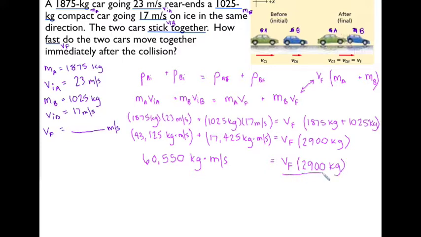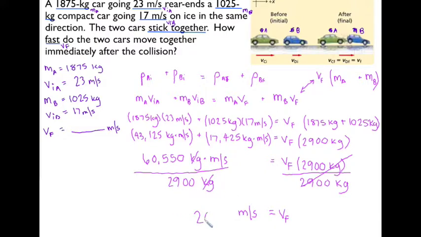Now I'm going to divide both sides by 2,900 kilograms so I can get that VF by itself. Now when I do this, our kilograms are going to cross out and we'll be left with meters per second, which is good because that's the units we want for a velocity. And when I divide these two, I get 20.88 meters per second. So that's the final velocity.